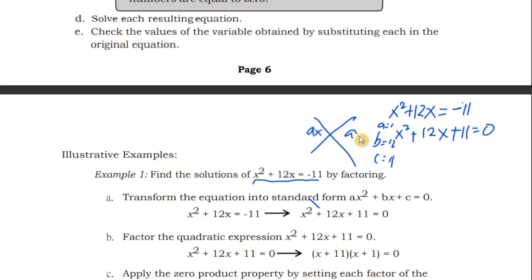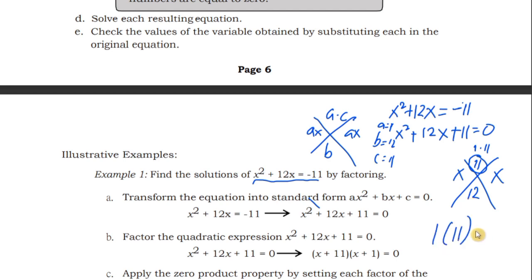So we now have ax here, a times c here, then the b. Since a is 1 here, cut this one, the little one here. So as we apply it, we now have x. Then since the value of our a is 1 and c is 11, 1 times 11 is 11. The b is 12. So this is the product of 11. We're looking for the factors of 11 such that the sum must be 12. The factors of 11 are 1 times 11. So the sum is 12. Therefore, x over 1, the first factor here, then x over 11, the next one.